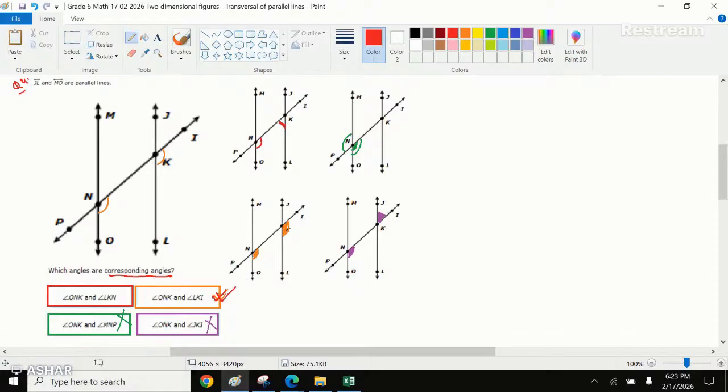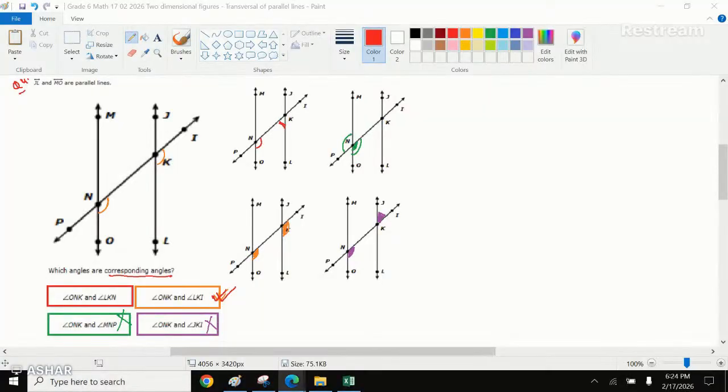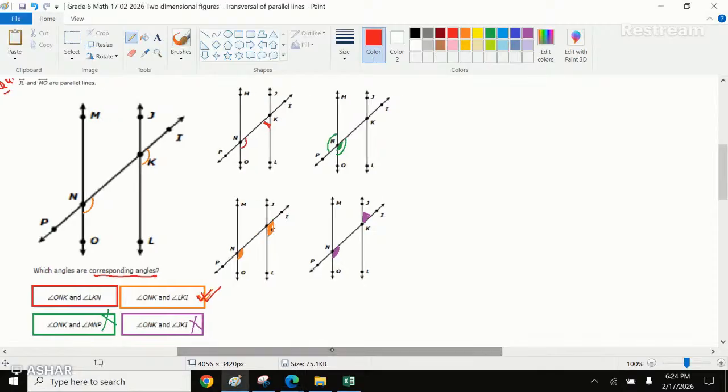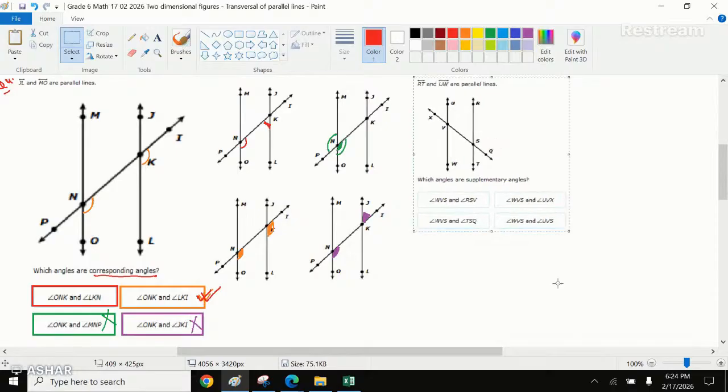Okay, let's have a look at another question. Just a moment. For the next question, they are asking us which of the two pairs of angles are supplementary angles. Let's see. Question number 5. They're asking us which angles are supplementary angles.